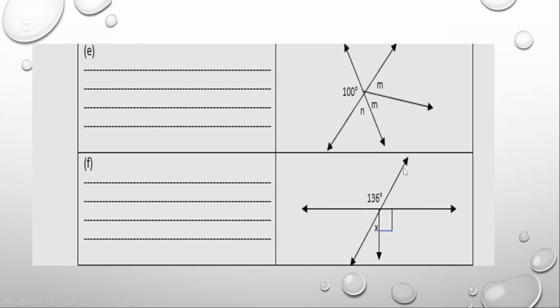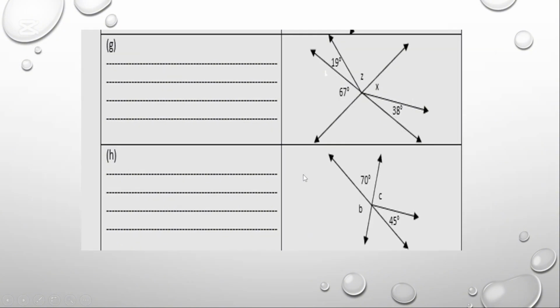If this line intersects with that line there, right? Here we have our little box, and that box tells us that this angle from this side to that side is equal to 90, but I want that angle there. And I know now that 136 is vertically opposite X and 90. And you can work it out.